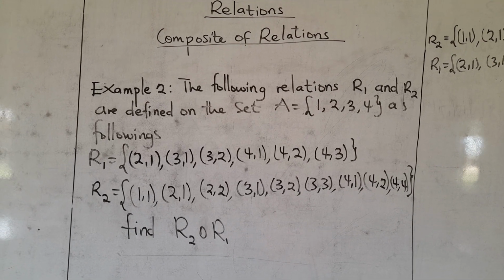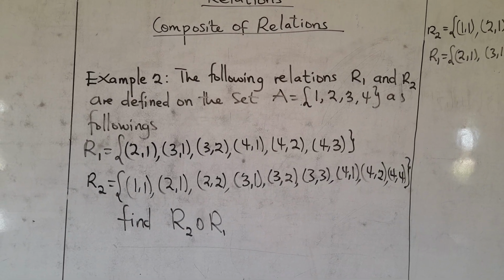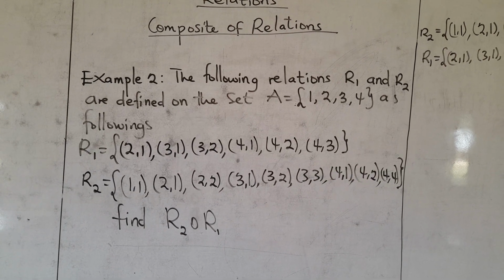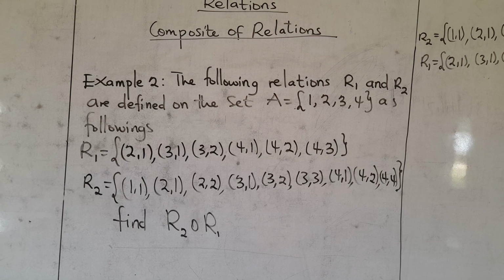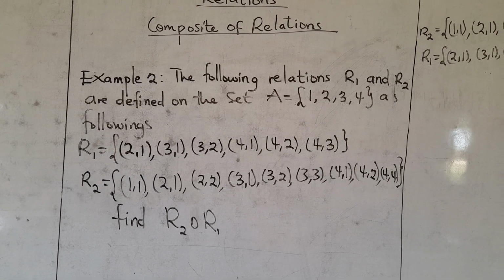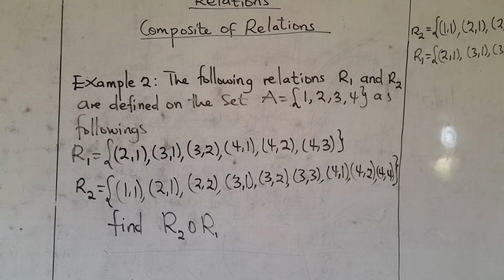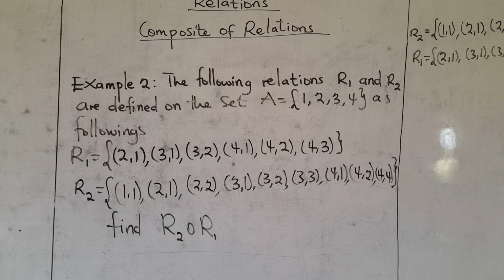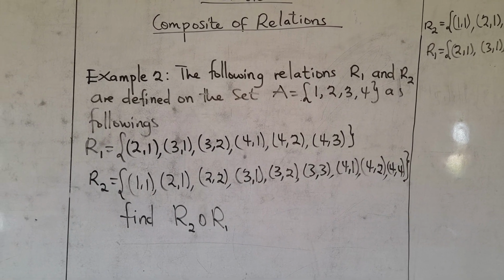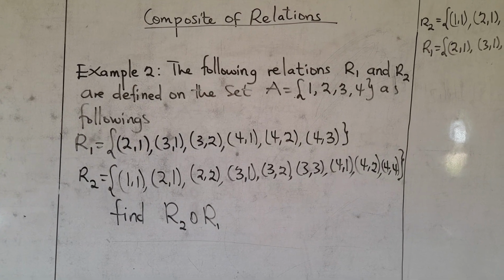They say the following relations R1 and R2 are defined on the set A equal to 1, 2, 3, 4 as follows. R1 equals the set with the ordered pairs 2 1, 3 1, 3 2, 4 1, 4 2, and 4 3. And R2 is the relation with the set of ordered pairs 1 1, 2 1, 2 2, 3 1, 3 2, 3 3, 4 1, 4 2, and 4 4. We should find R2 composite R1.